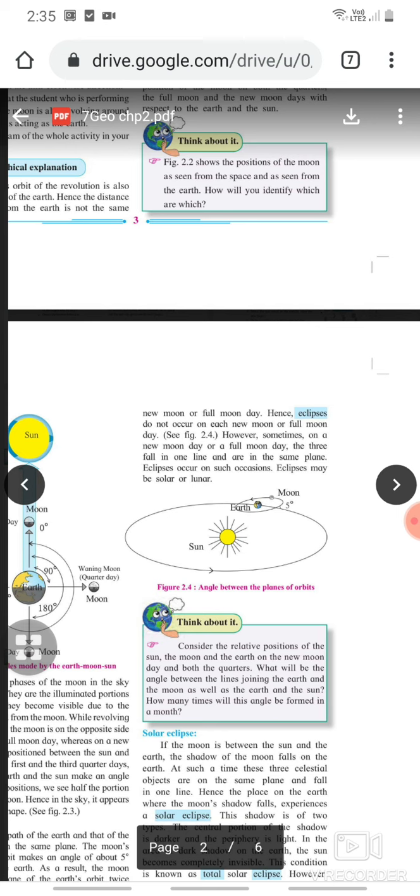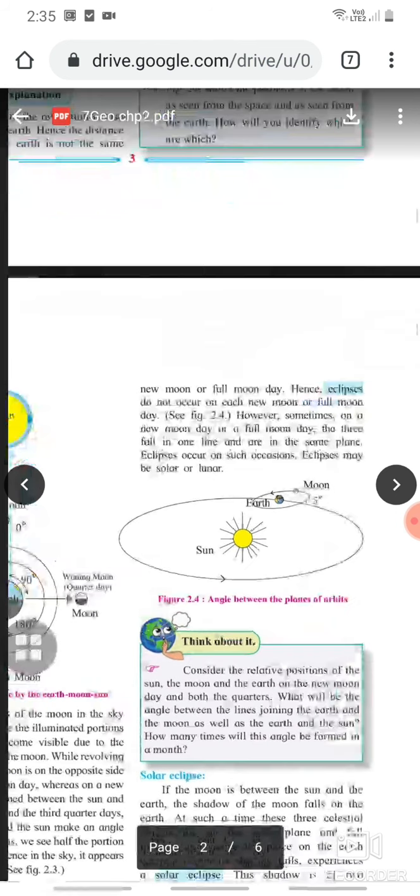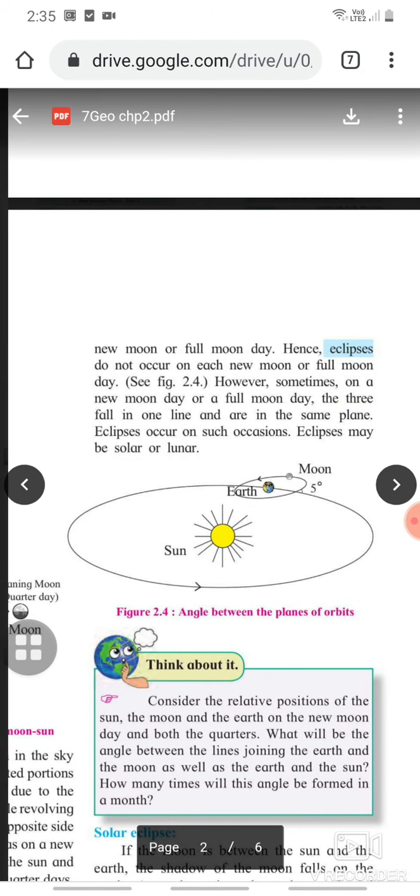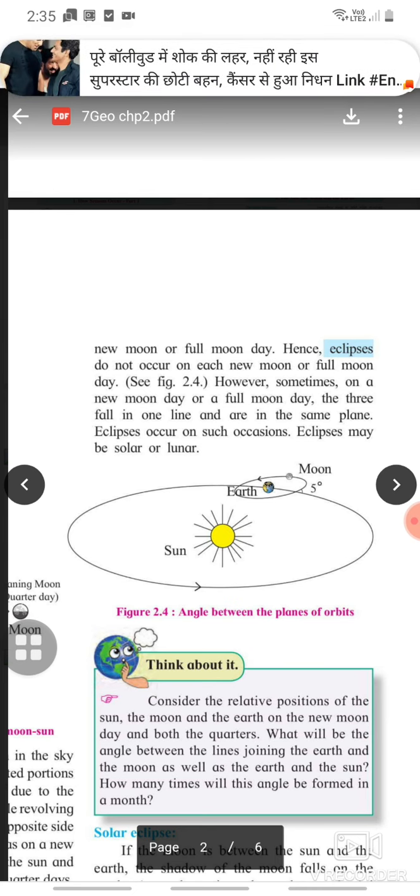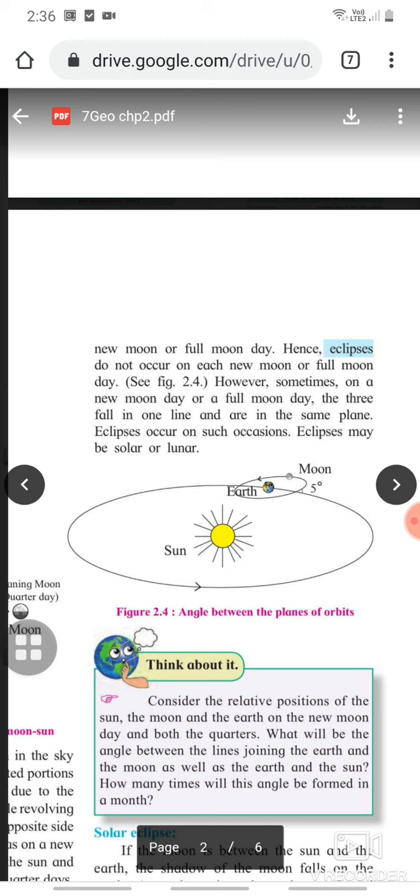If you see in figure 2.2 like this, it shows the angle between the planes of the orbits. See, here it is. However, sometimes on a new moon day or a full moon day, the three, the moon, the sun and the earth, fall in one line and are in the same plane too. Eclipses occur on such occasions. Eclipse may be solar or lunar.